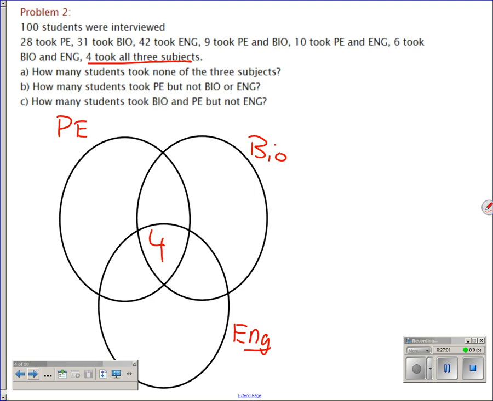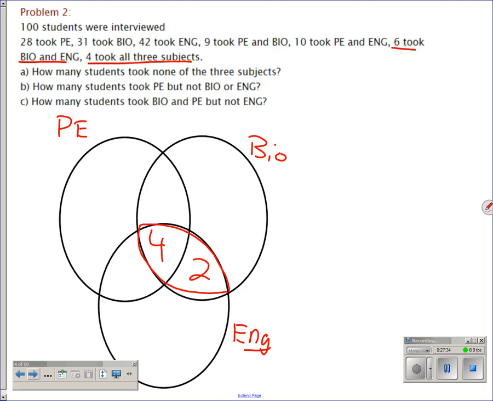Let's work backwards. Let's start with biology and English. It says that 6 people took both biology and English. So what number goes here? 2. Yes, 2. Very good. Because biology and English, that's this intersection right here. 4 of those 6 are also taking PE, but 2 took only English and biology. Very good.